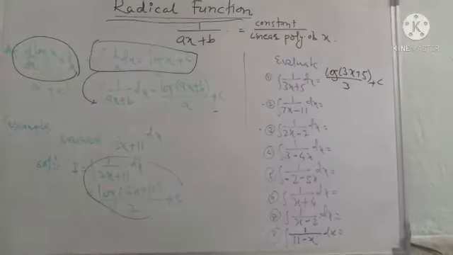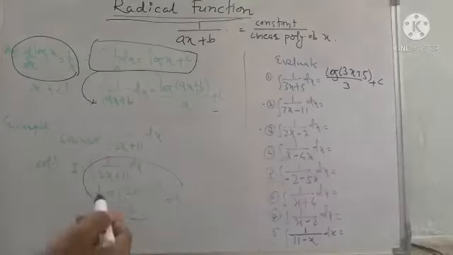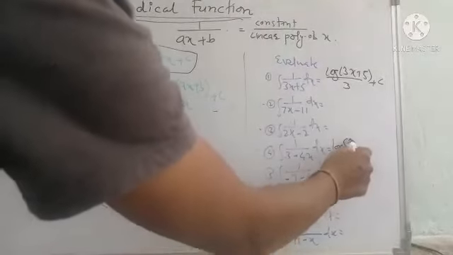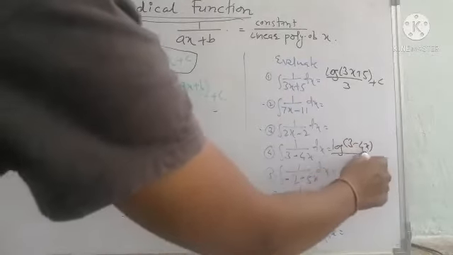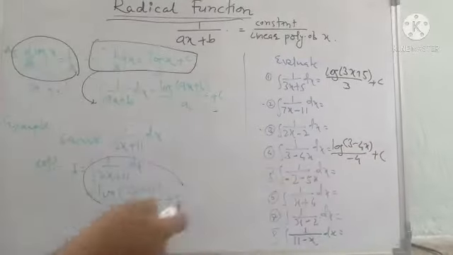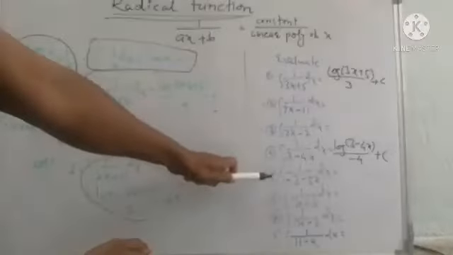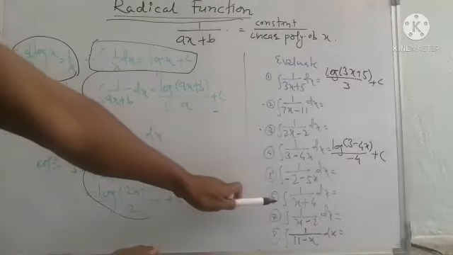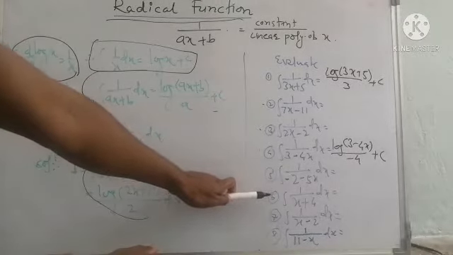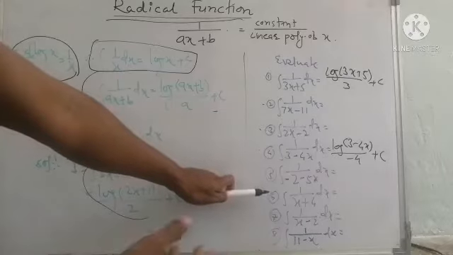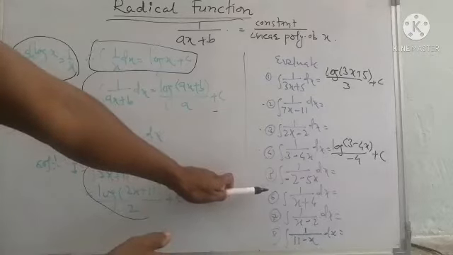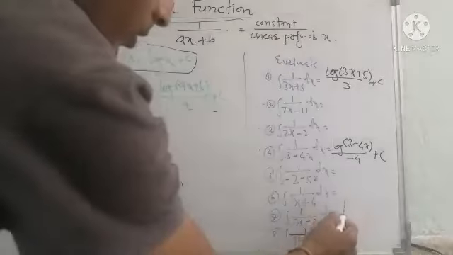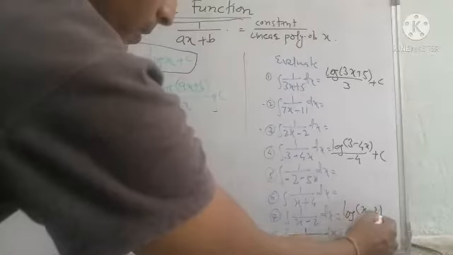Integration of 1 upon 3 minus 4x. Actually, here a linear term is given, and the coefficient of x is minus 4, so its integration will become log of 3 minus 4x divided by coefficient of x, minus 4, plus c. Similarly, 1 upon minus 2 minus 5x has the integration log of minus 2 minus 5x divided by minus 5. Integration of 1 upon x plus 4 will be log of x plus 4 divided by 1. Actually, we do not write 1 in the denominator. And finally, 1 upon x minus 2 gives log of x minus 2 plus c.